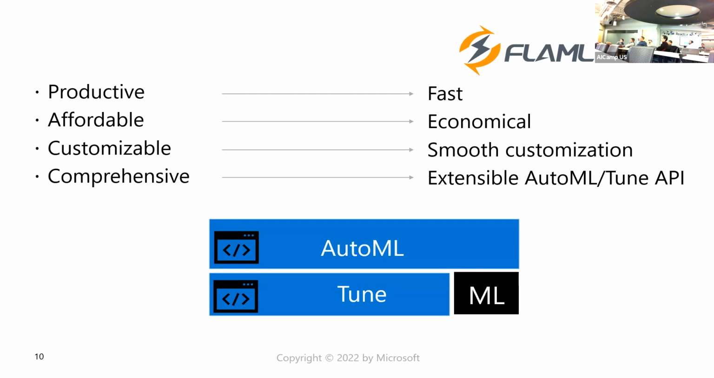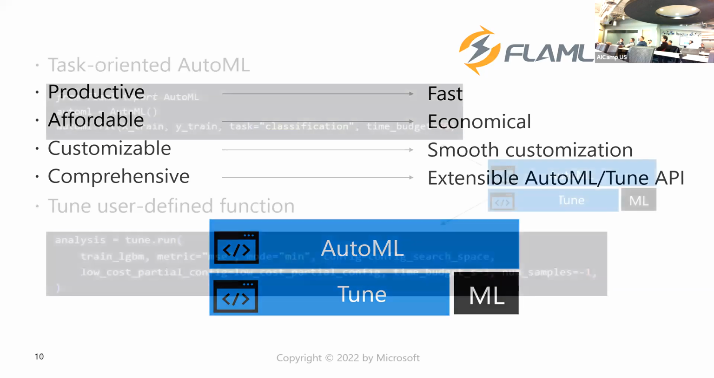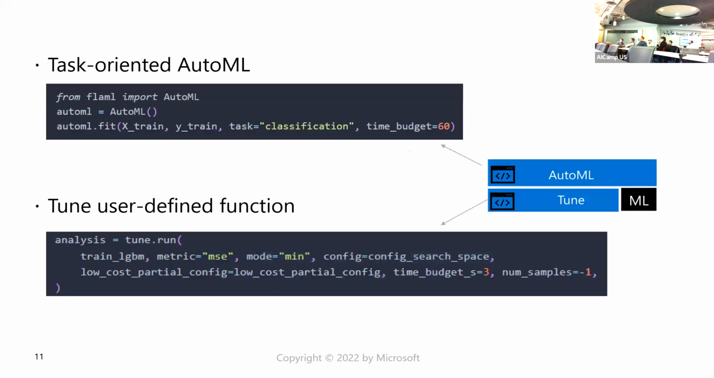FLAML enables a smooth customization experience all the way from the most automatic AutoML experience to the more flexible tuning experience in the same library, covering all the middle grounds. For example, task-oriented AutoML is a high-level API suitable for all users, no matter whether you're an expert or a beginner. It can be used as a scikit-learn style estimator in just 3 lines of code. It requires minimal input. You only need to specify the training data and the task type to use it.